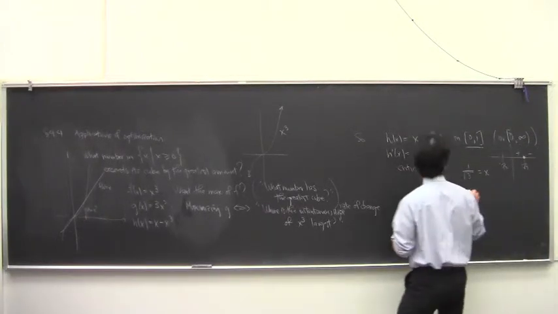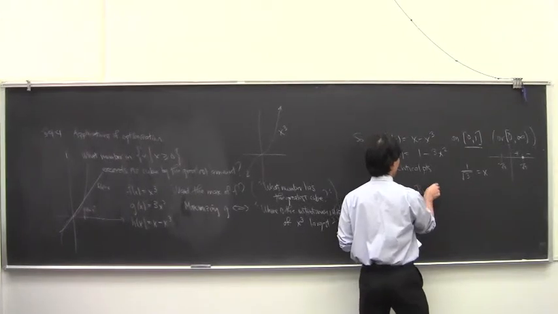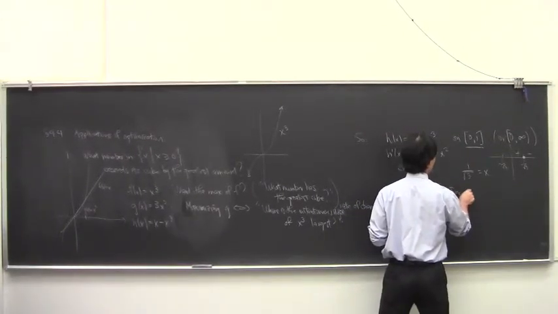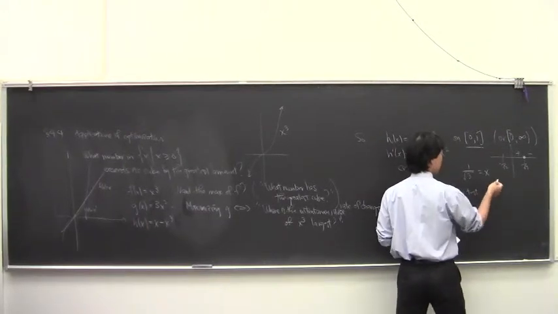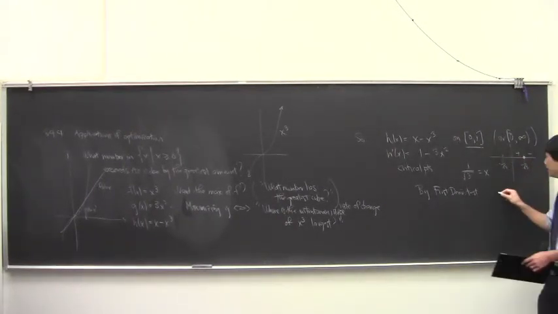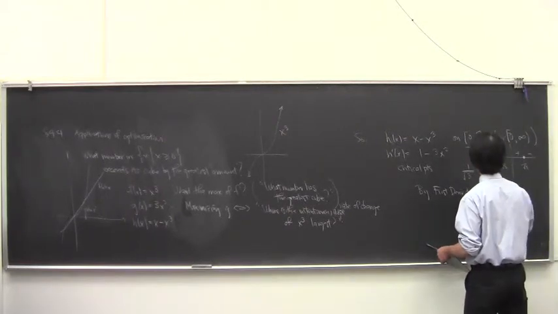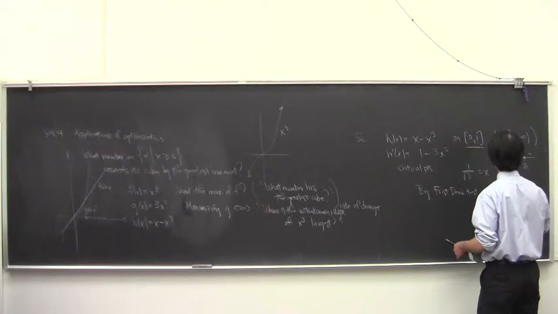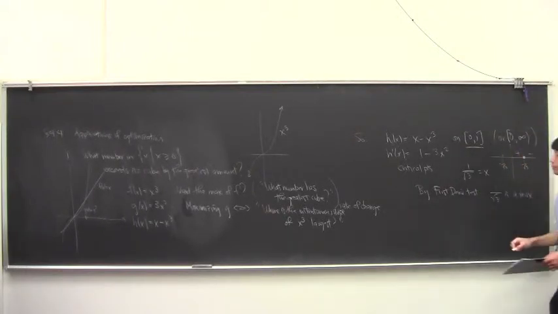So by the first derivative test, we know that the function is increasing before and decreasing after. So 1 over root 3 is the max. Right.